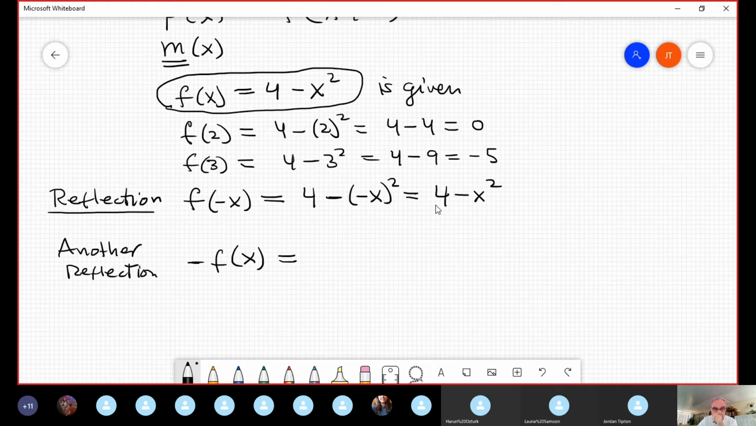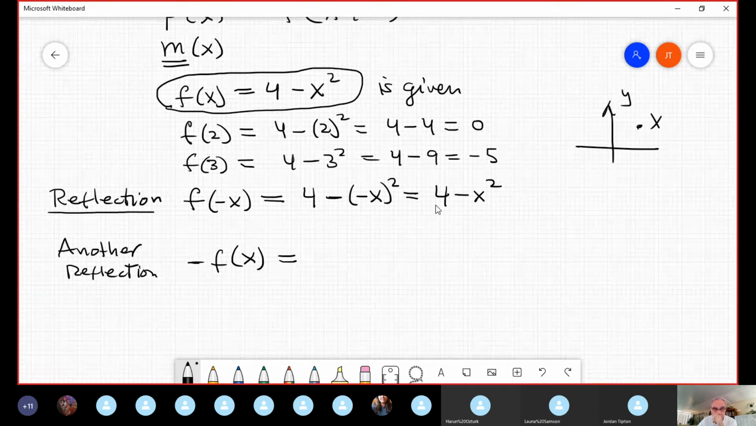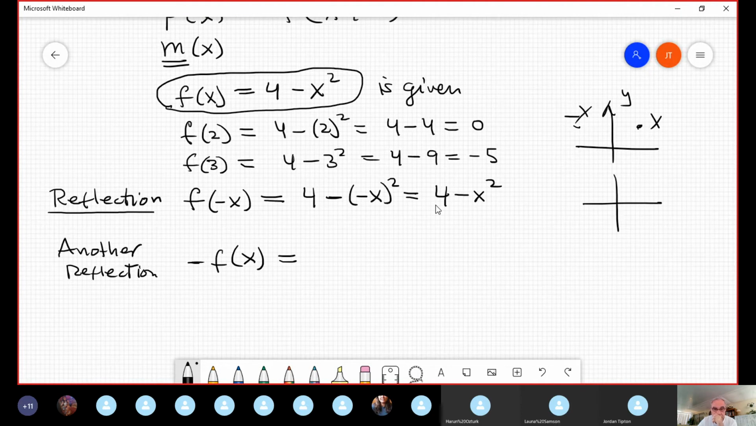Okay. This reflection is across the y-axis: x goes to minus x. But this reflection is different. It's across the x-axis: y goes to negative y. So you put the negative sign in front of f of x. And remember, guys, f of x and y are the same thing expressed with a different name.